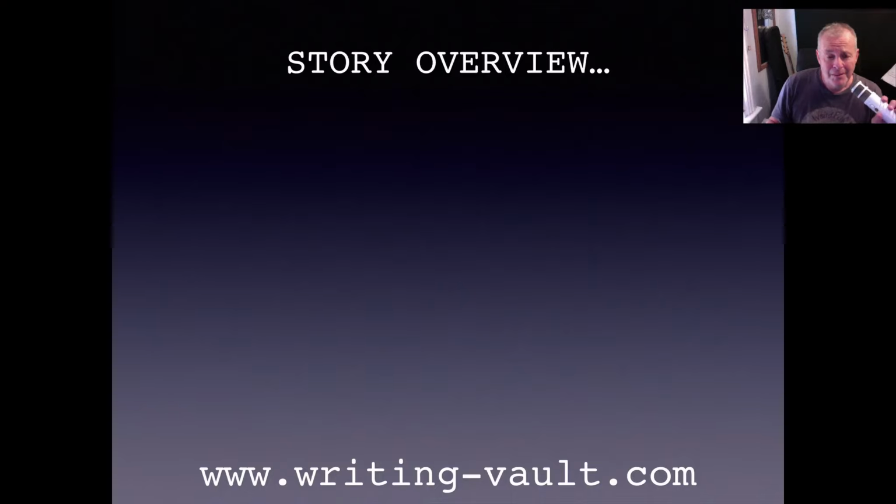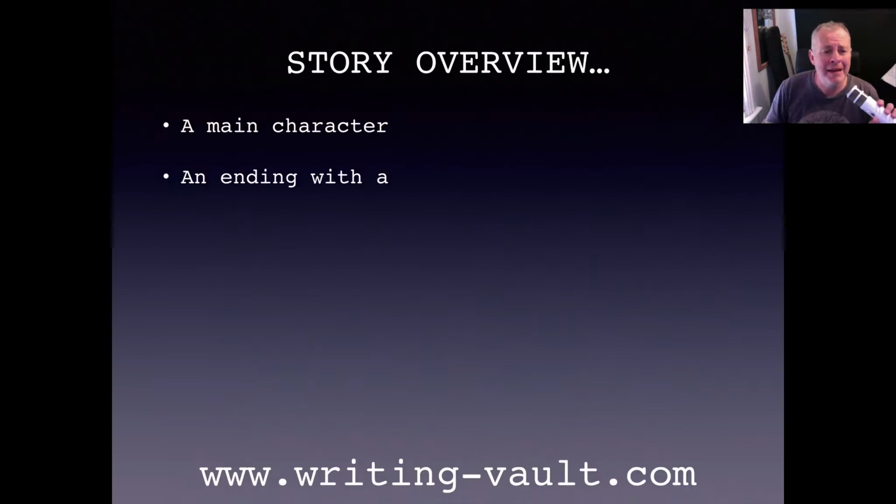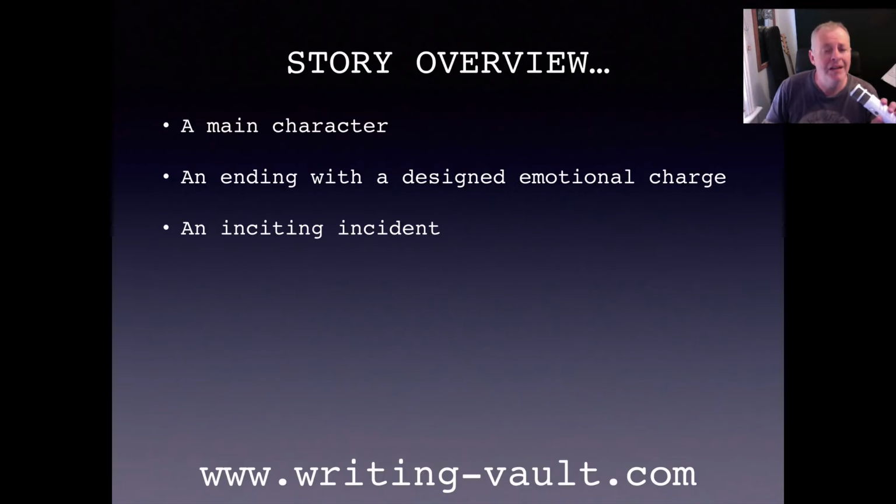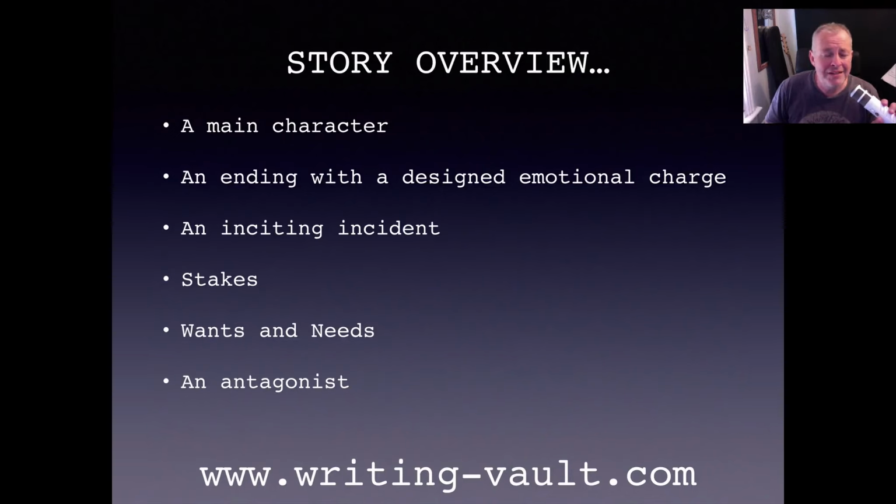So by answering those 10 questions, and don't answer them with one-liners, answer them with complete paragraphs. Free writing is a great way of answering these questions, and what you'll find is as you cycle through the questions, the story develops in your head. And if you get to question 10 and you've answered all the questions, what you should have is a main character, an ending or conclusion with a designed emotional charge for the reader, an inciting incident, stakes, wants and needs, and an antagonist.